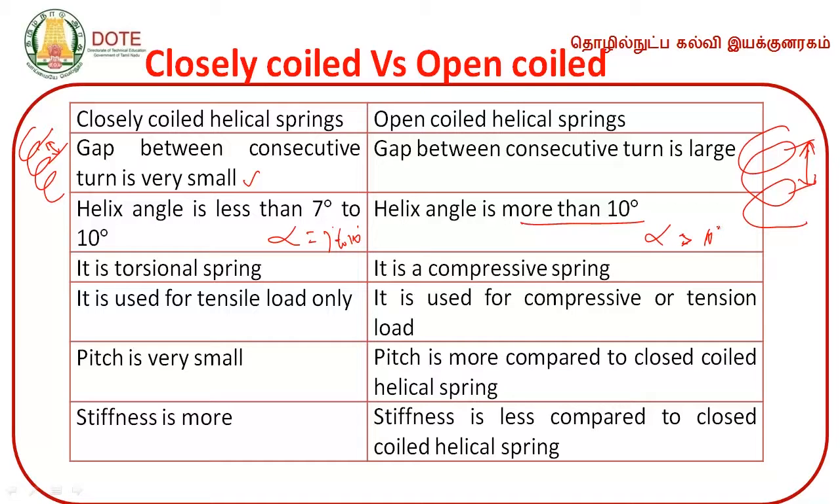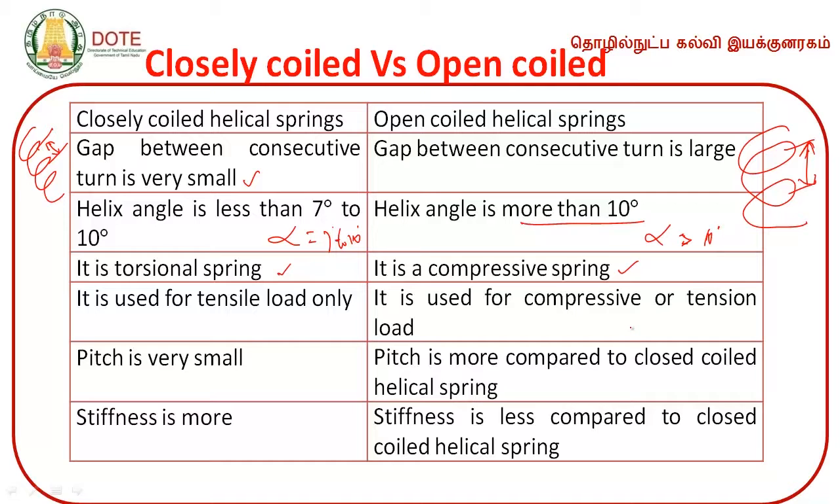Closely coiled helical spring is a torsional spring. Open coiled helical spring is a compressive spring. We have already discussed what is a torsional spring and a compressive spring. The closely coiled helical spring is used for tensile load only, and the open coiled helical spring is used for compression or tension load. It can be used for both compressive and tension load.